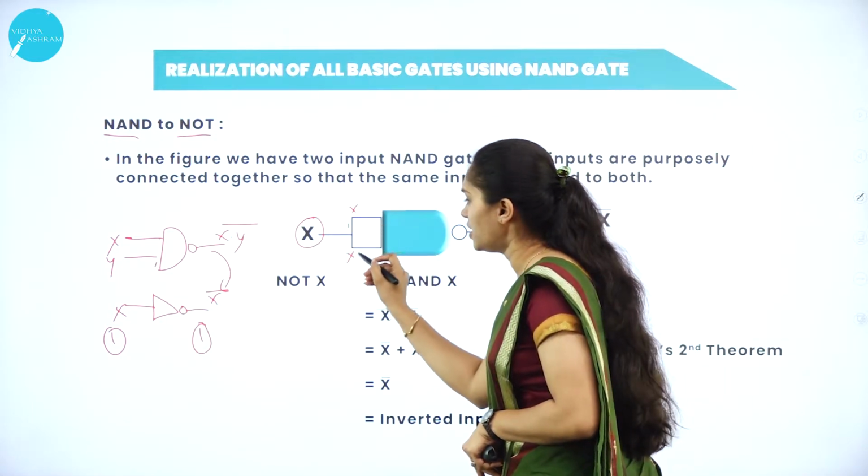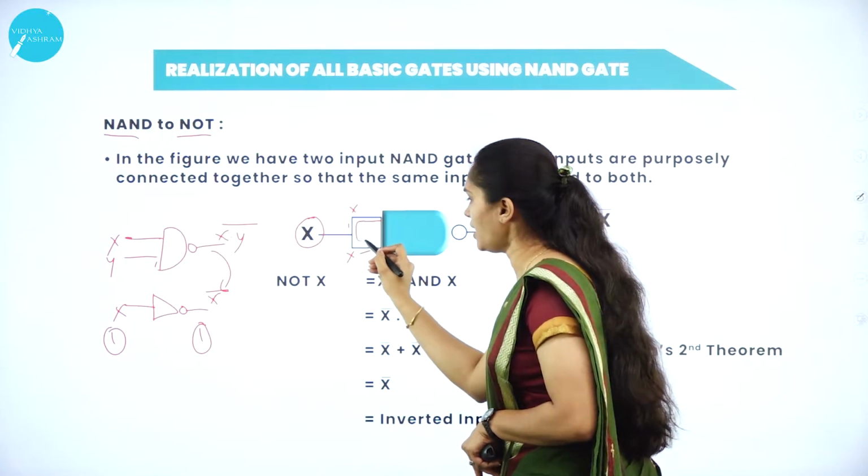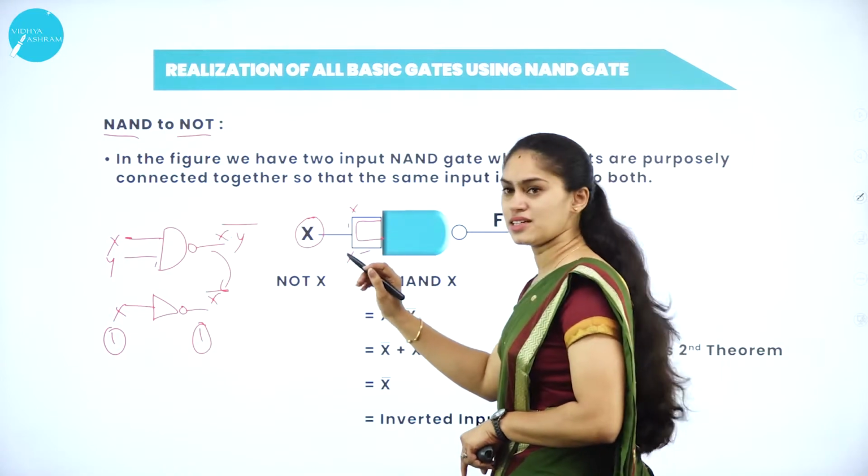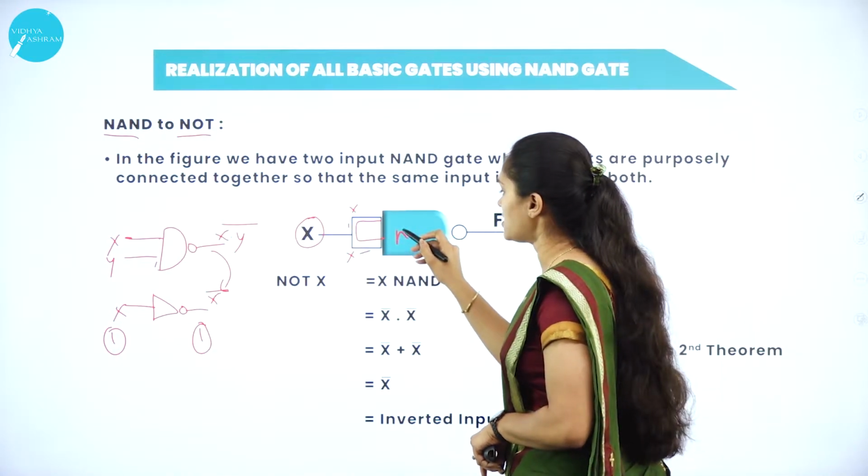So this represents two inputs. What am I doing? I am shortening the two inputs into a single unit, that is x. Then that will be fed into this NAND gate.